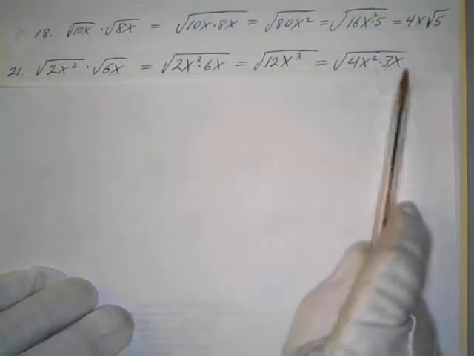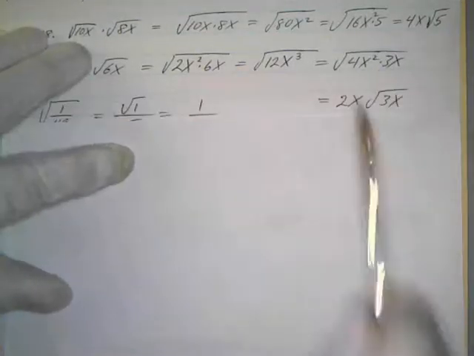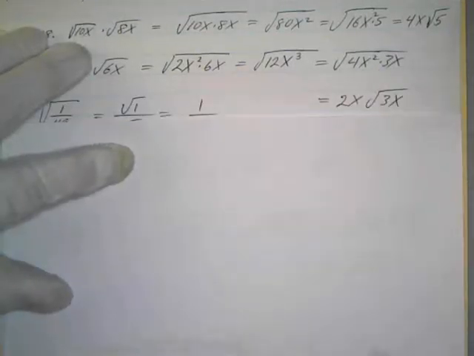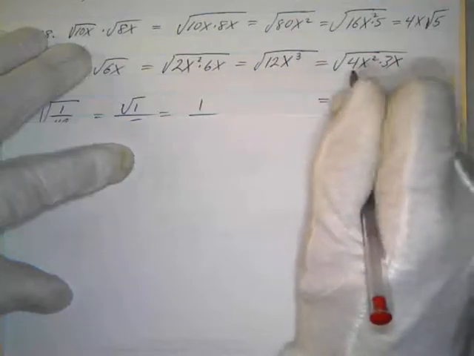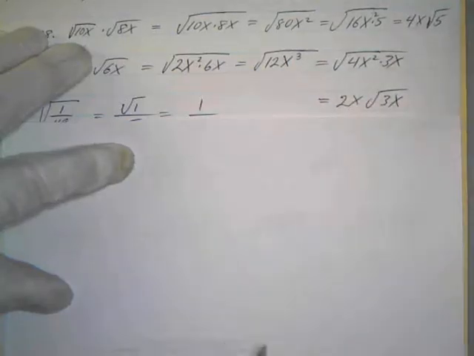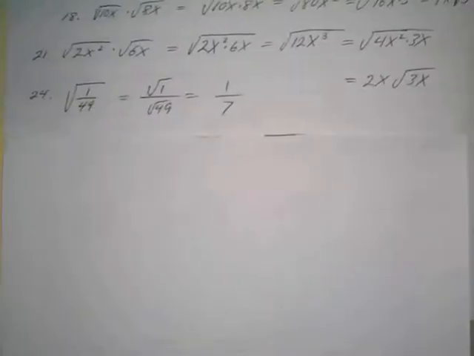But this is a perfect square. What's the square root of 4x squared? 2x. And what's left is a 3x. So this comes out to here. Okay? And that was number 21. Kind of worked over here.